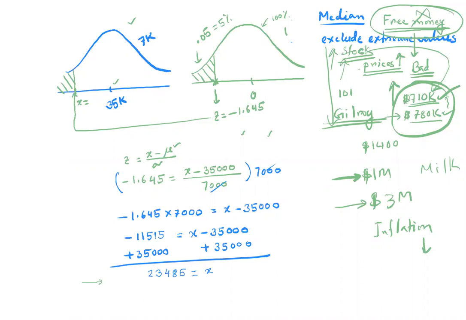So 23,485. As a mayor, you might be saying, if someone makes less than or equal to $23,485, or roughly about $24,000, in your city, if somebody makes less than $24,000, they fall in the bottom 5% of the income level.